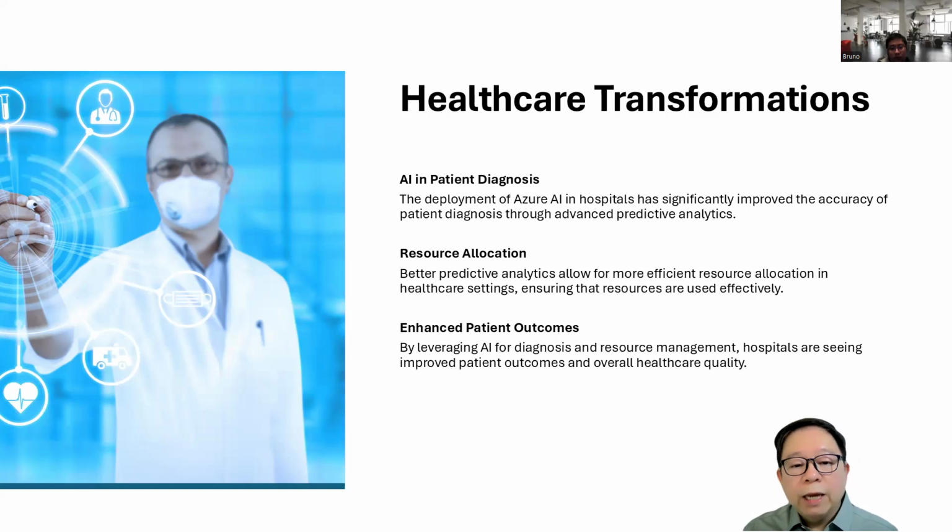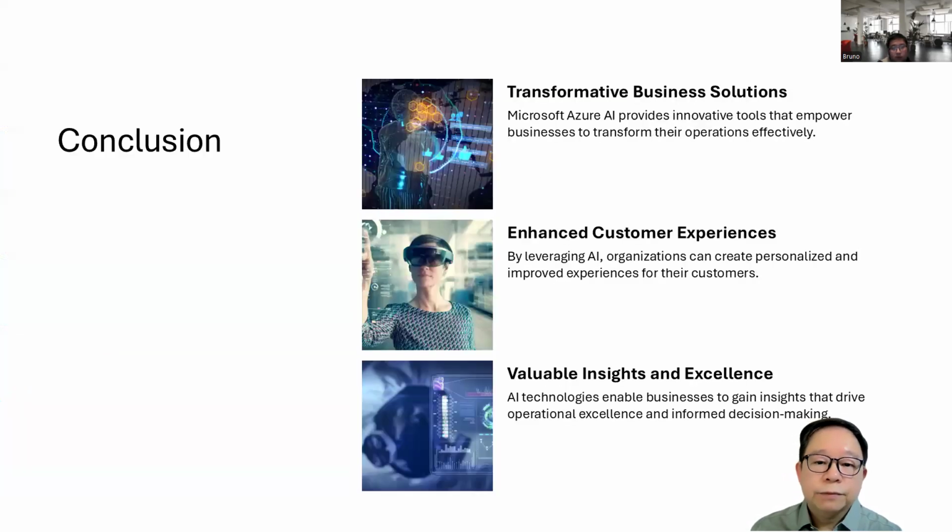So as a whole, with AI in healthcare, you are able to deploy accurate patient diagnostics. You can do effective and efficient resource allocation in the healthcare setting, ensuring resources are used effectively. And of course, we want to enhance the patient outcome by leveraging AI for diagnostics and resources. In this case, the hospital can see better patient outcomes and better overall healthcare quality. So that's how AI is changing the healthcare industry. So, conclusion.